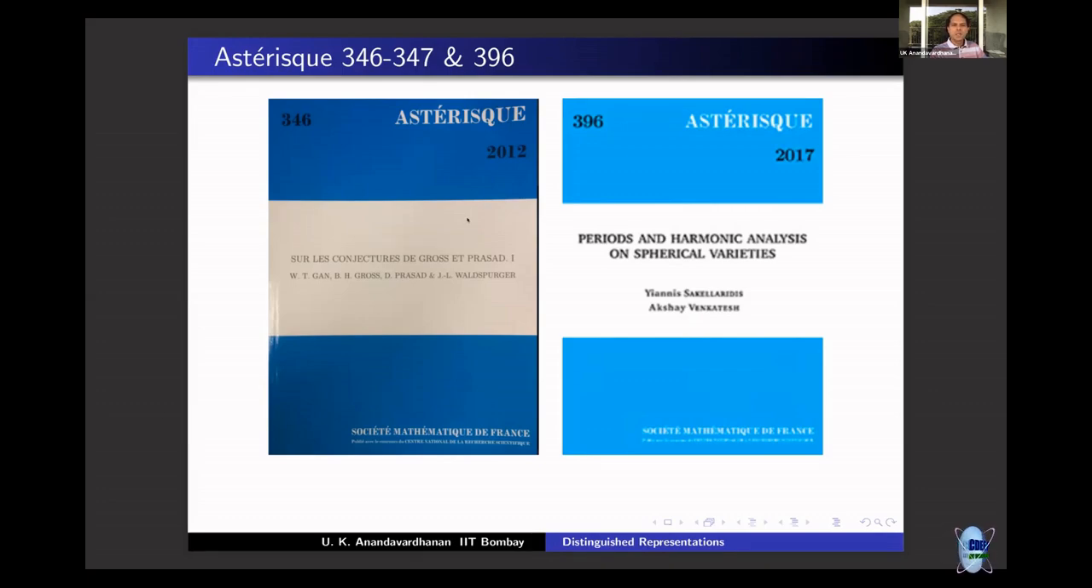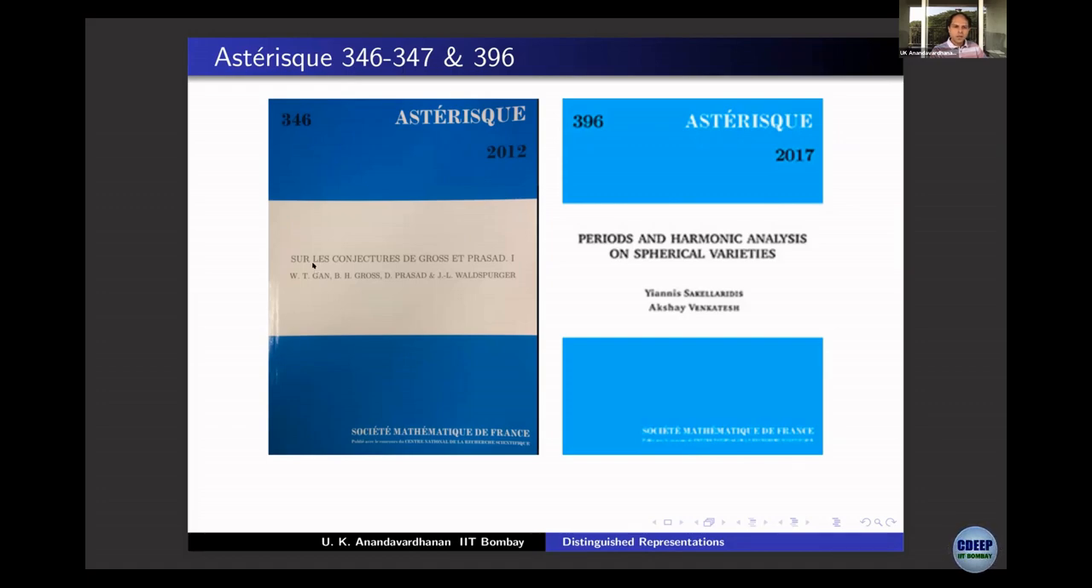I don't know how visible these photos are. This is Asterisque volume 346, published in 2012. So as I said, recent years. And this is Asterisque volume 396, published in 2017. So both relatively recent. There's also 347. I didn't have space to put 3 photos. So 346, 347, and 396.